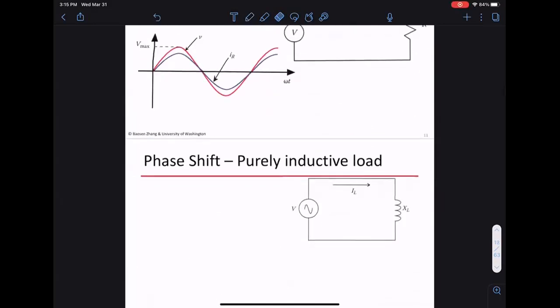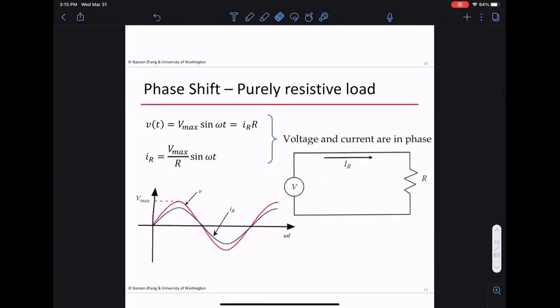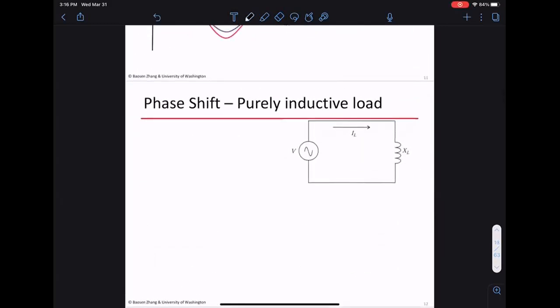But things get a bit more complicated. This is the picture drawn as if you have a voltage and current that cross 0 at the same time. So there's no phase shift, there's no frequency change. Now let's look at what happens when you have an inductive load. If the voltage is Vmax sine omega t, anybody remember what the current is, or how do we find the current?